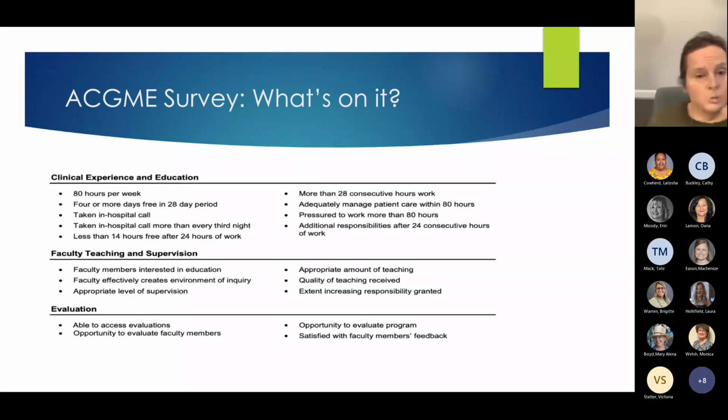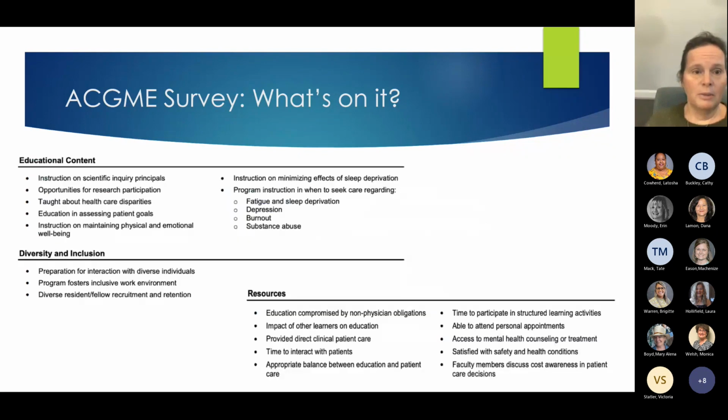Looks at faculty teaching and supervision. Are people interested in teaching? Are they happy with the amount of teaching they're getting in all the different clinical sites? Do they have the appropriate level of supervision? Are they able to advance their skills with increasing responsibilities? When they look at evaluations, can they see their evaluations? Are they able to evaluate the program? Are they able to evaluate faculty? Do they feel that it's anonymous, there's no fear of retribution, and that they are satisfied with the amount and type of feedback that they get from their faculty members?